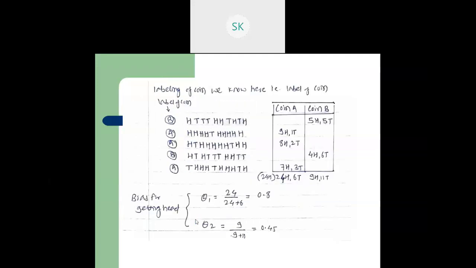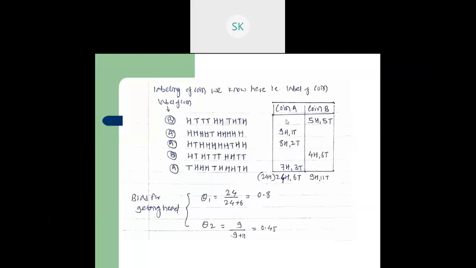Next is the labeling of the coin. In the example we have discussed, the labeling of the coin was there, so the label of the coin is known to us. From this, we have computed the probability for each of C1 and C2, coin A and coin B. First chosen coin B gave 5 heads, 5 tails. For coin A, 9 heads and 1 tail were observed. For coin A again, 8 heads and 2 tails. In this way the table is prepared for coin A and coin B.